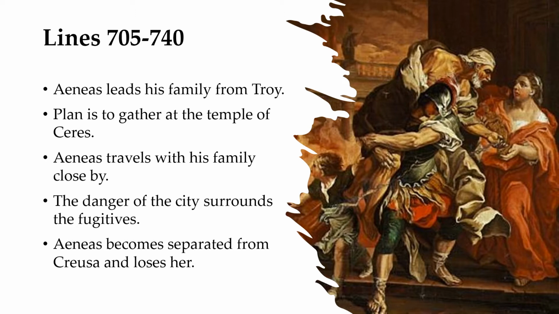The ever-dutiful Aeneas carries his aged father Anchises, who in turn clings to the household gods, and leads his young son Aeneas by the hand. His wife Creusa follows at a distance. The danger of the besieged city surrounds the fugitives at every step, and Aeneas becomes separated from Creusa. Despite wildly calling for his wife, Aeneas has lost her from his sights.